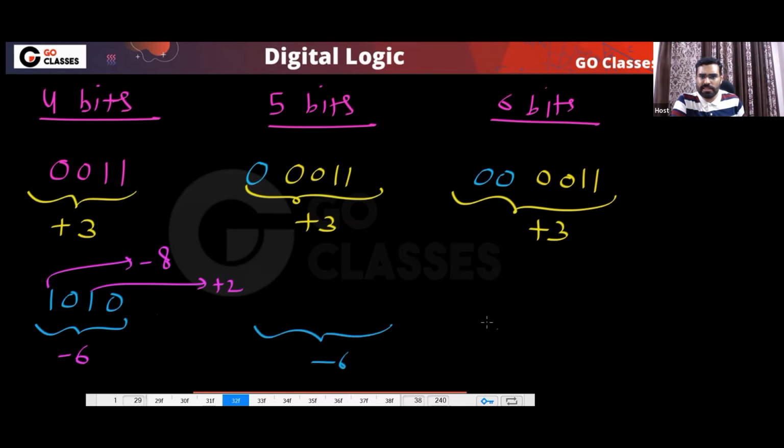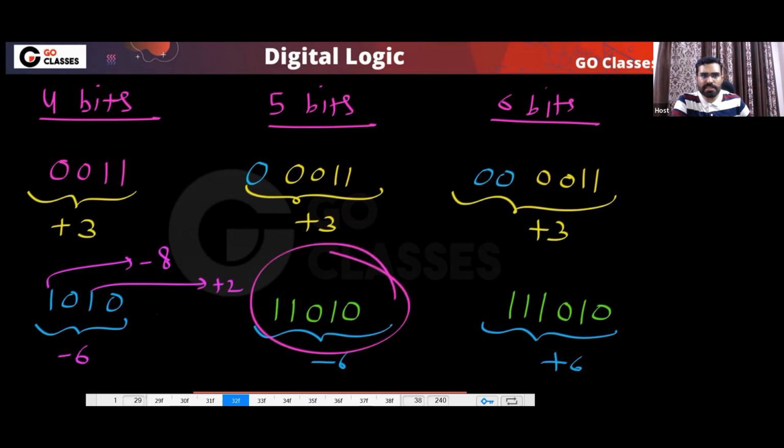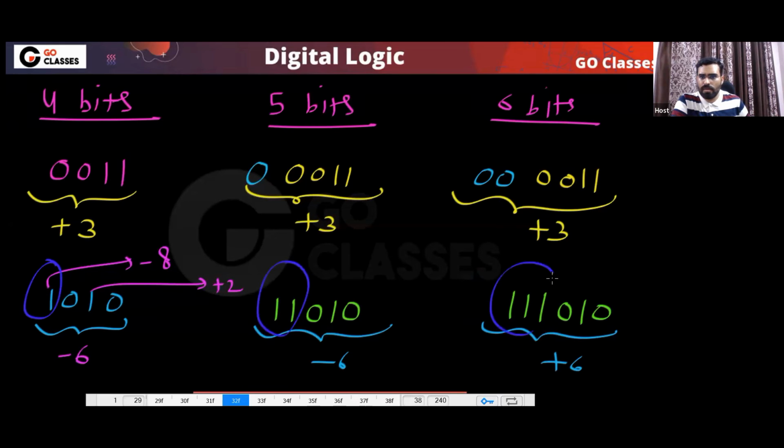How will you put this -6 in 5 bits and 6 bits? Very simple. This will be 1 1 0 1 0, and here it will be 1 1 1 0 1 0. So like this you will do. You can notice this is -6, and this is also -6. Both are -6. So this sign bit you are copying, here also this sign bit you are copying.